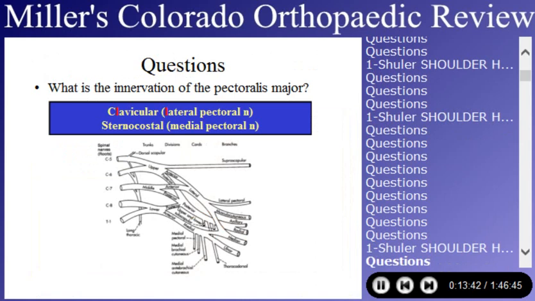Innervation to the pectoralis major comes directly off the brachial plexus. Look at your diagram here. Lateral pectoral nerve off the lateral cord. The medial pectoral nerve off the medial cord. Easy way to remember that, which is the clavicular head? L is in the lateral pectoral nerve.